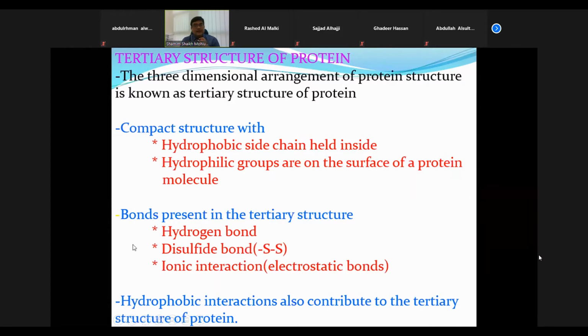Don't worry. So now, what bonds are present in the tertiary structure? Hydrogen bond, obviously. Yes or no? Hydrogen bond should be present in the tertiary structure. Yes or no? Yes. Why? Can somebody tell why? You said yes. Okay, now tell why.